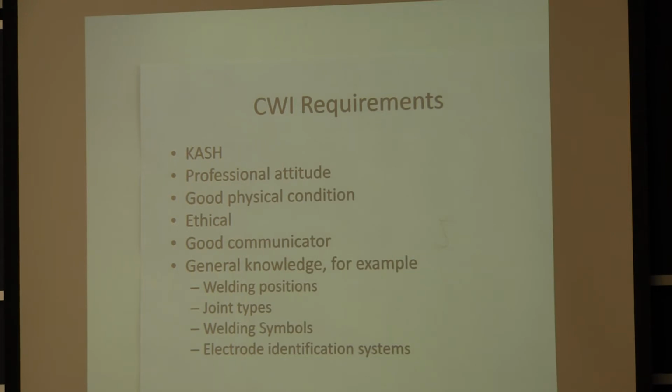We'll talk about welding positions, the joint types that you might come across, the welding symbols that you might come across, and the electrode identification systems. And the reason that those are important is before you ever start inspecting welds, when you go to a job, often you're going to go and look at their documentation. So you need to be able to look at their weld procedures, and you need to be able to look at the things that they've got describing what they're doing. And if they've got weld symbols on there, or it's talking about a certain weld joint, you need to understand what that is.